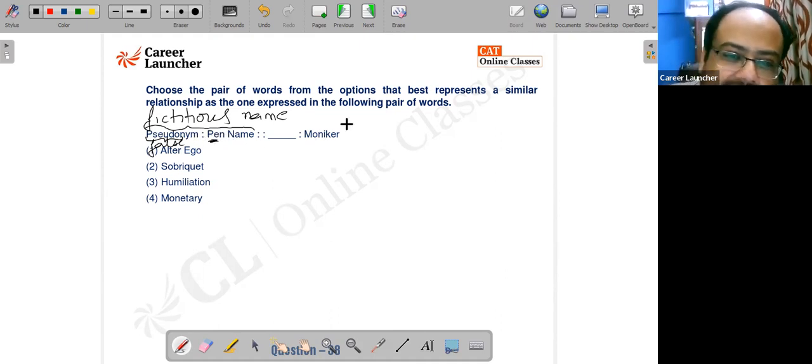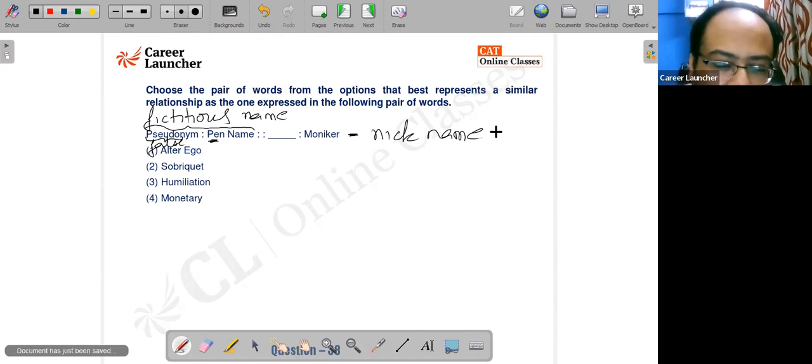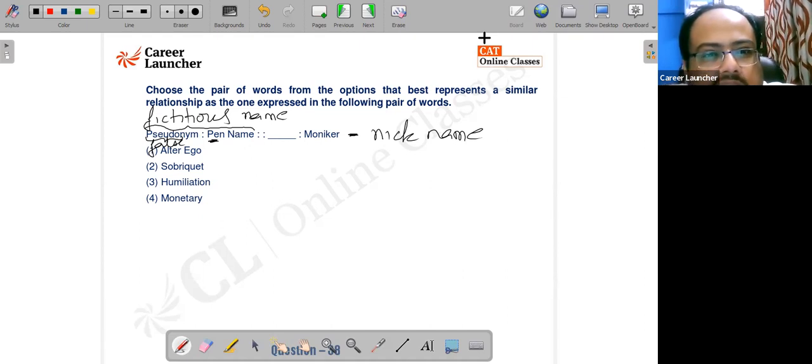So now I'm looking for an answer option that means the same thing as moniker. Moniker refers to a nickname. So something that is not the real name. Tell me which option, 1, 2, 3, or 4, is the same as nickname. Maybe you can do it by elimination if you're not sure of the name. The answer is option 2, Sobriquet.